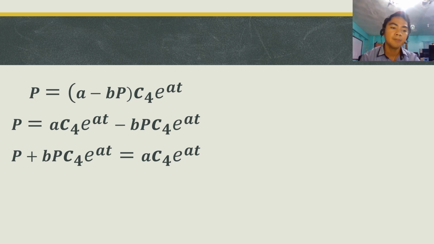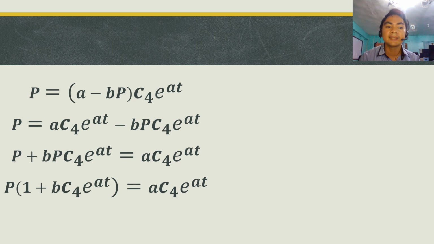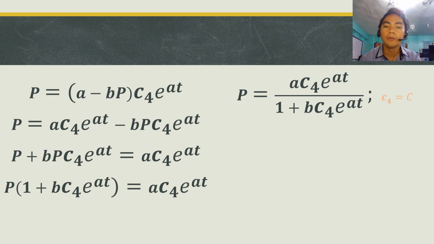So we have p plus bp c sub 4 e raised to at is equal to a c sub 4 e raised to at. And then let's factor the left side. So we have p quantity of 1 plus b c sub 4 e raised to at is equal to a c sub 4 e raised to at. And then let's divide both sides by 1 plus b c sub 4 e raised to at. So let's simplify. We have p is equal to a c sub 4 e raised to at all over 1 plus b c sub 4 e raised to at.